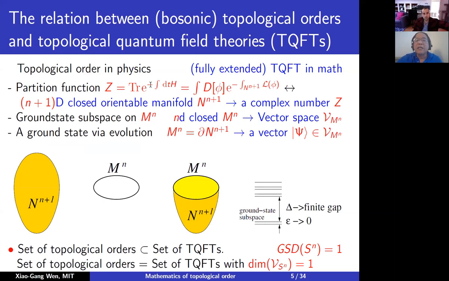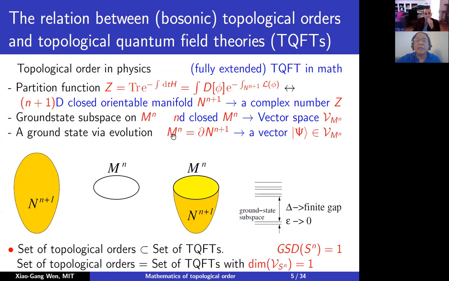Okay. And then we associate the n-dimensional manifold, which is one dimension lower, with a vector space. And this vector space is exactly the degenerate ground state subspace, the ground state subspace we just talked about a moment ago. So that is for the closed manifold, for closed space manifold. We have a degenerate ground state subspace, which is a vector space in the topological quantum field theory.